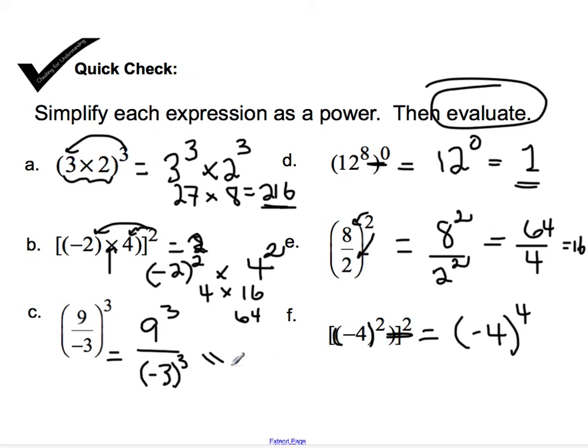Down here, 9 to the power of 3. Oh my goodness gracious, I don't know that one. 9 times 9 times 9 is, oh, I know that one, 729. -3 to the power of 3, it's in the brackets. You're going to get -27. So the answer is -9. And now -4 to the power of 4 is 256. And a negative times a negative times a negative times a negative, it's an even number, so it's going to be a positive 256.